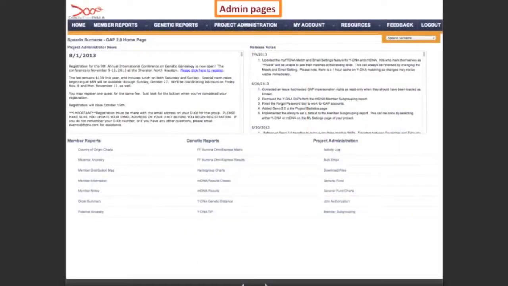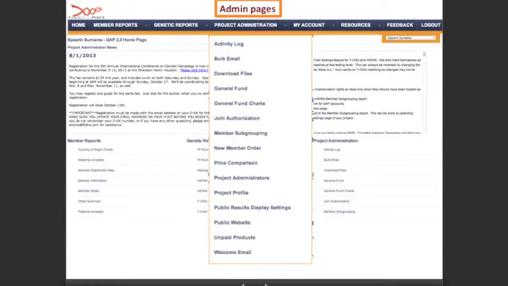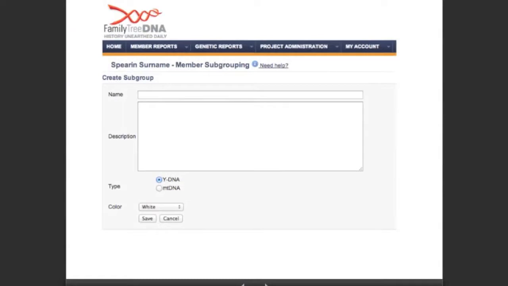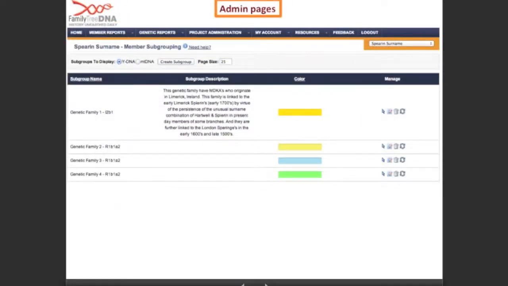So, to recap then, and this is my last slide, just to show you how to do member subgrouping, I'll run through it very quickly. You know which groups they should belong to. How do you actually do it? Click on member subgrouping, click on create subgroup, and you can name your subgroup, provide a description for it if you want to, and you can even colour code it. I've created genetic family 1, 2, 3, 4, and provided a little description there of different colours for them.